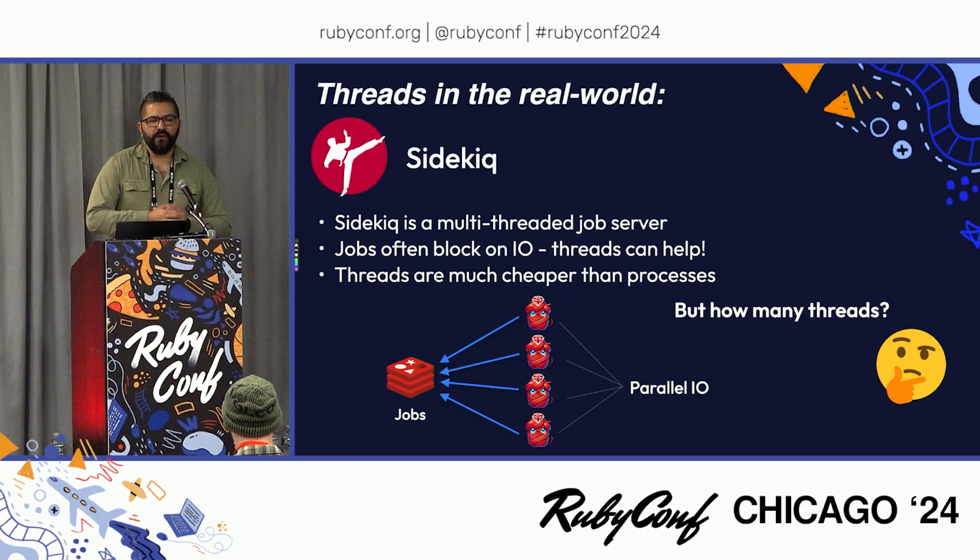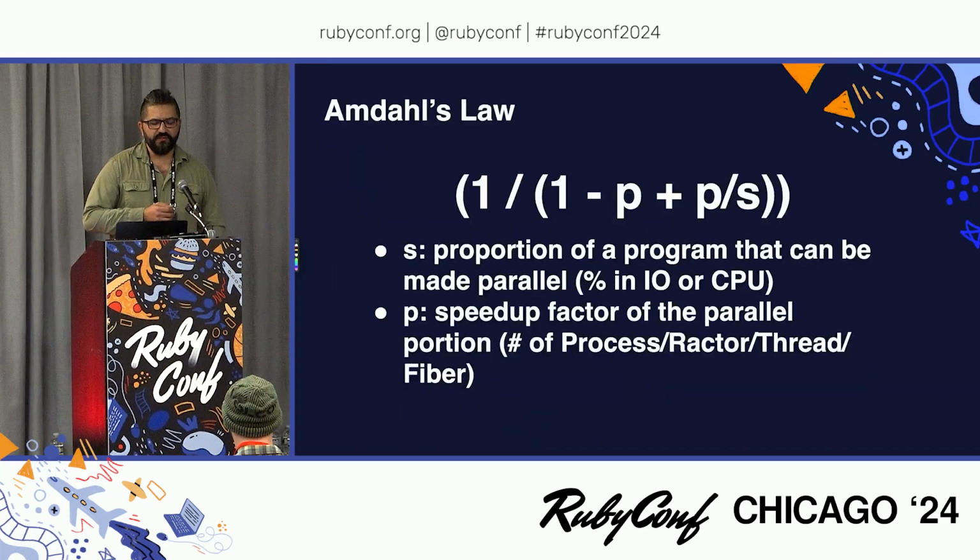But how many threads should we use? How much should we allocate? It's a complicated question, but there is one answer. You may have seen some of Nate Berkopec's work where he's talked about Amdahl's law. So we don't really need to understand this formula per se, but we should just understand a couple portions of it. So S is the proportion of our program that can be made parallel, so the percentage in I/O or CPU. And then P is the speed up factor of the parallel portion.